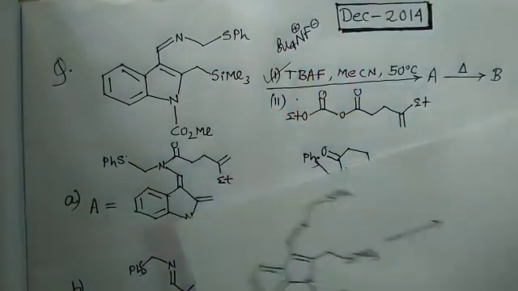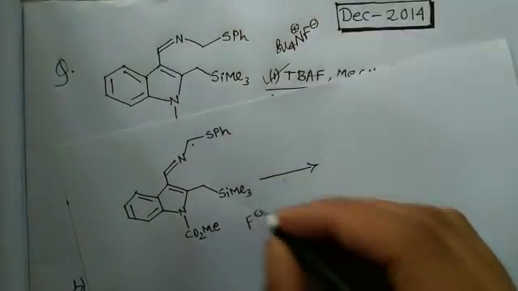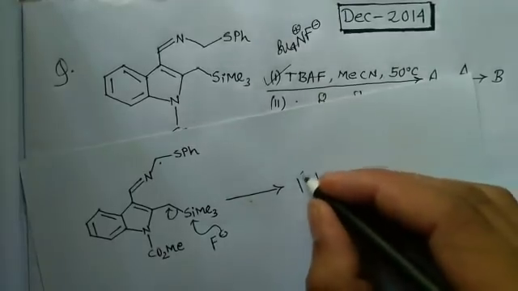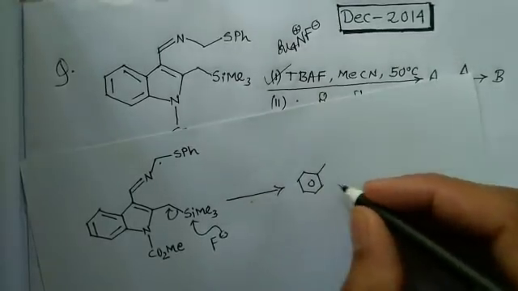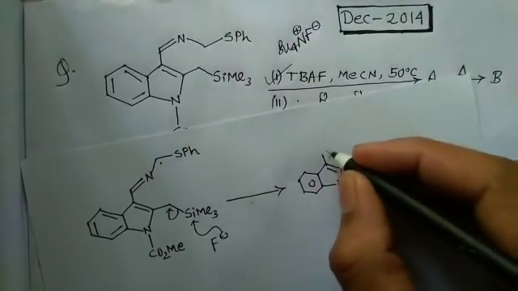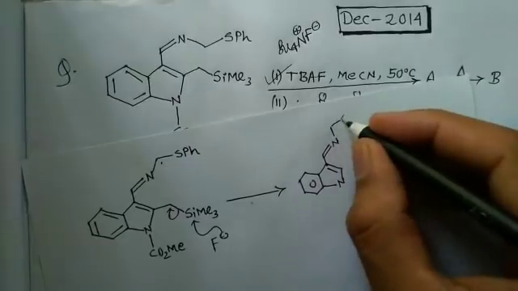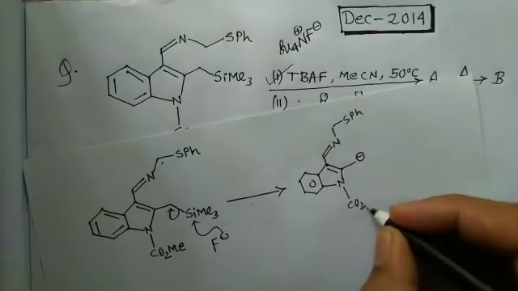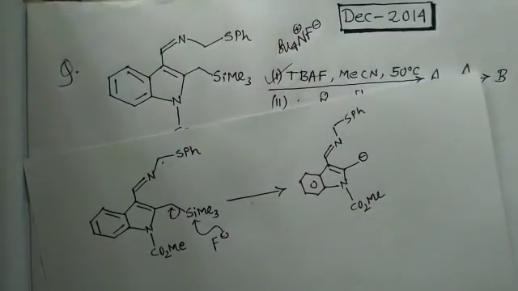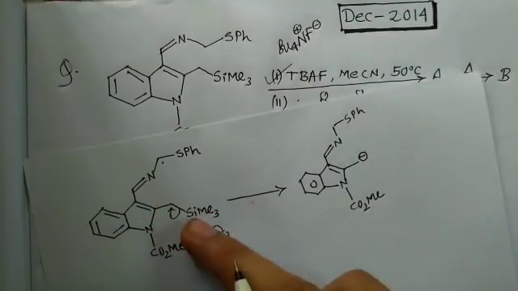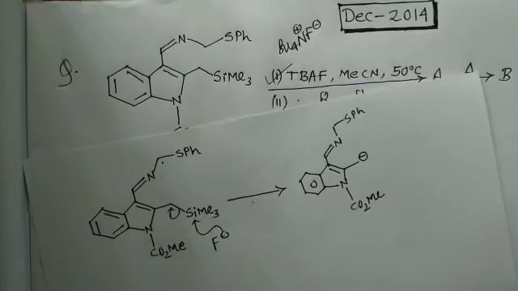So here this fluoride F minus will attack on this silicon to give you one negative charge over here. So what you will get is this thing. Here you have this N, this SPh, and you have this negative charge over here, and CO2Me, this ester group, is over here. So this is the first step. You can see a lot of reactive centers are there, but only this center will react because fluoride is selective for silicon.